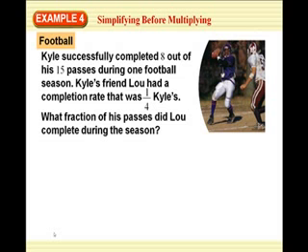Kyle successfully completed 8 out of 15 passes during one football season. Kyle's friend Lou had a completion rate that was 1/4 of Kyle's rate. What fraction of passes did Lou complete then? So Kyle was 8 out of 15, and Lou was 1/4 of that. Of means to multiply. So in this case, what we would normally do is just take 8 times 1 and get 8 on the top, 15 times 4 and get 60 on the bottom, and then you'll notice you still have to reduce that.